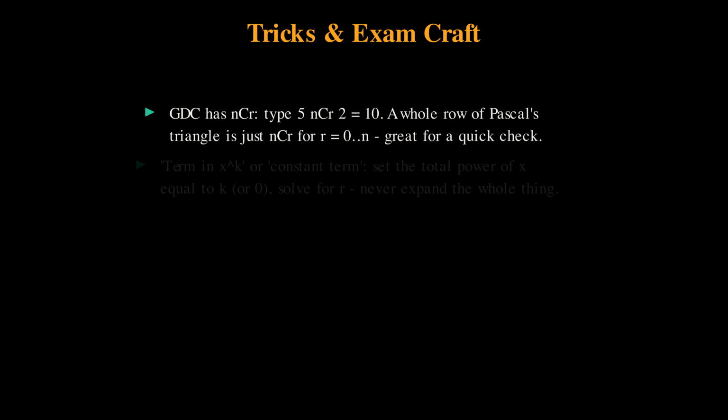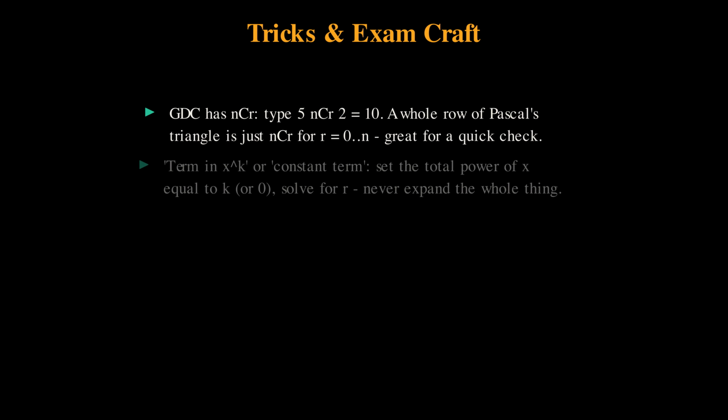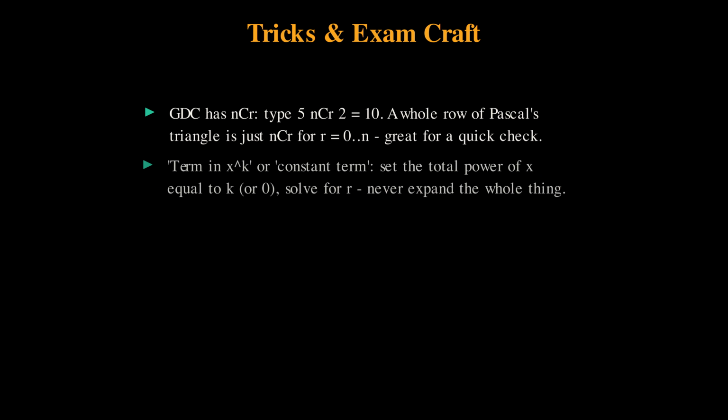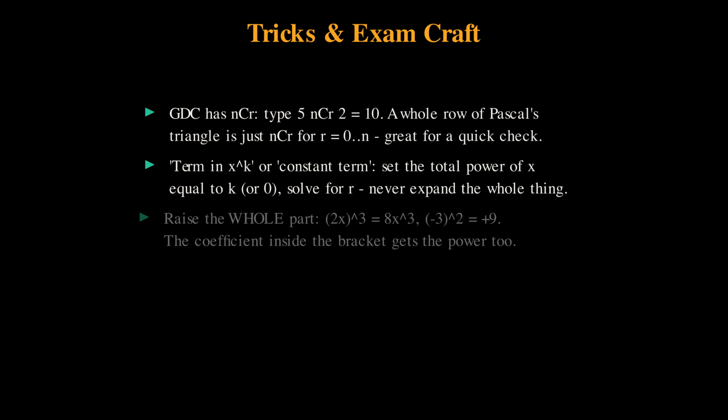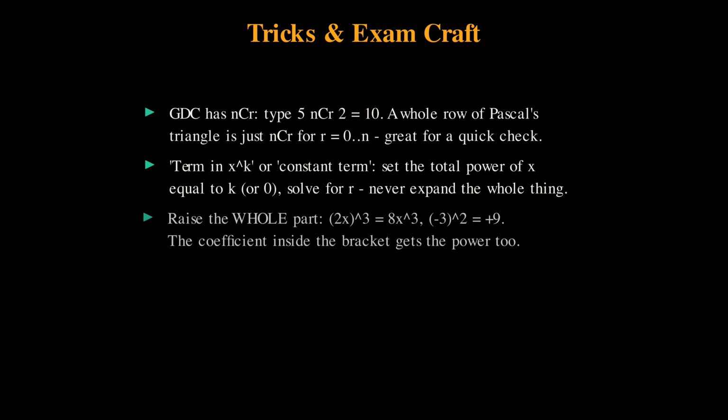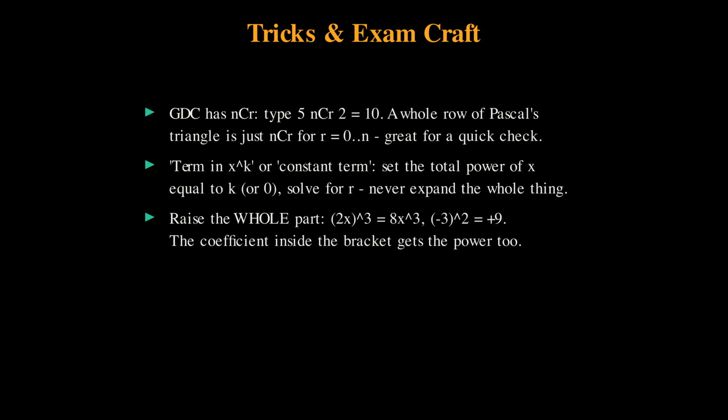Second, the shortcut we leaned on. For the term in x to some power, or the constant term, set the total power of x equal to what you want and solve for r. Don't expand everything. Third, raise the whole part. (2x) cubed is 8x cubed. (Minus 3) squared is positive 9. The number inside gets the power as well.